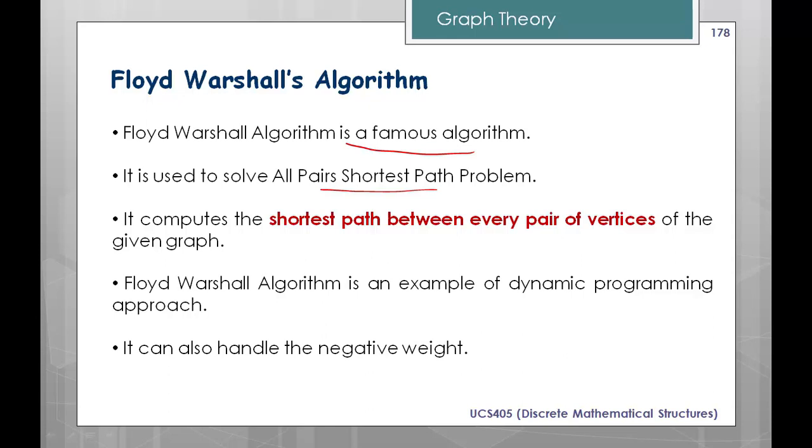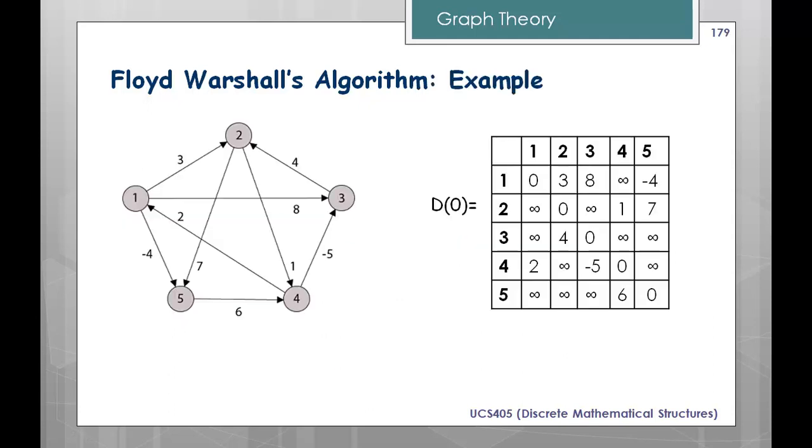Third point, it computes the shortest path between every pair of vertices of the given graph. It's an example of the dynamic programming approach. Last point, it can also handle negative weights.